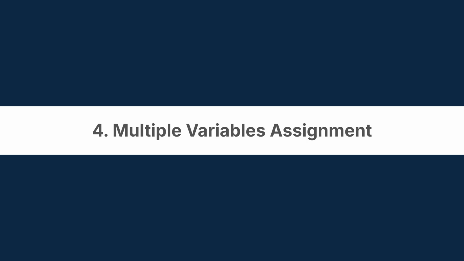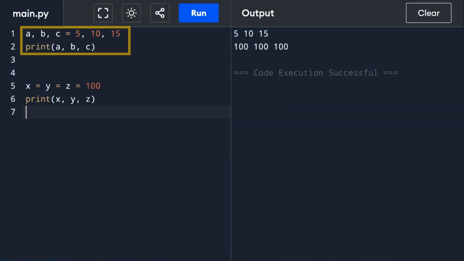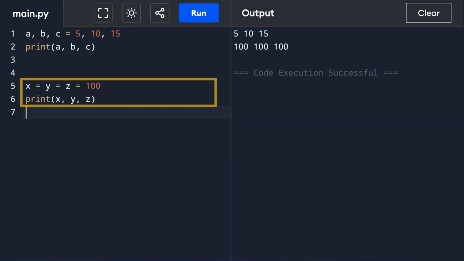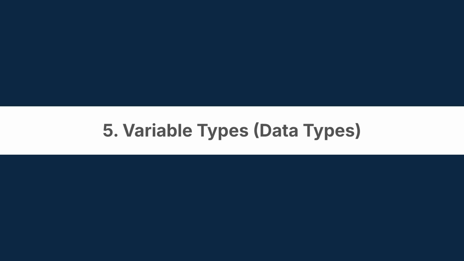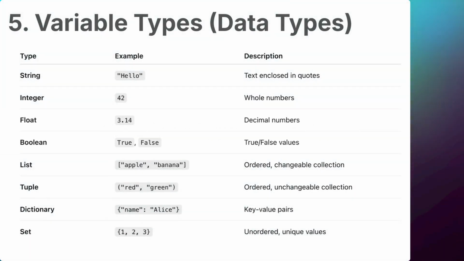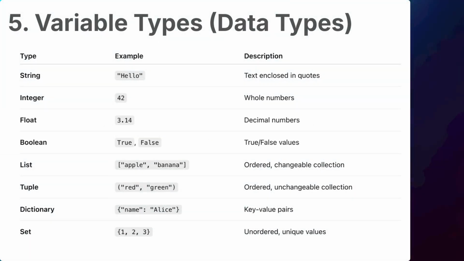4. Multiple variable assignment. You can assign multiple values at once like this, or assign the same value to multiple variables like this. 5. Variable types. Python variables can store different types of data. Let's take a look at them one by one.